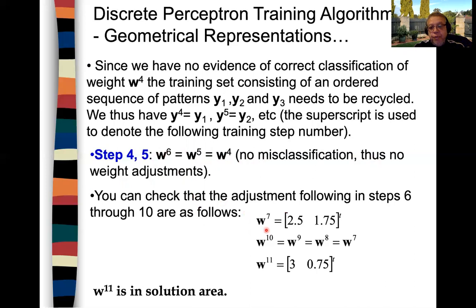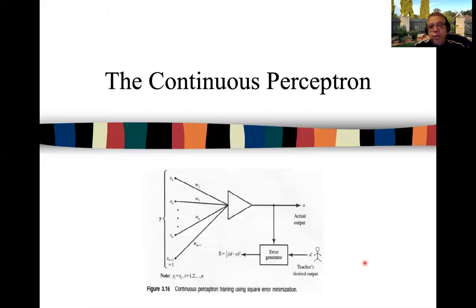And then I keep doing it for another epoch and so on, until I find that W11 is in the solution area. And I say that I've reached the solution, my training has been completed, and that's the end of the training.